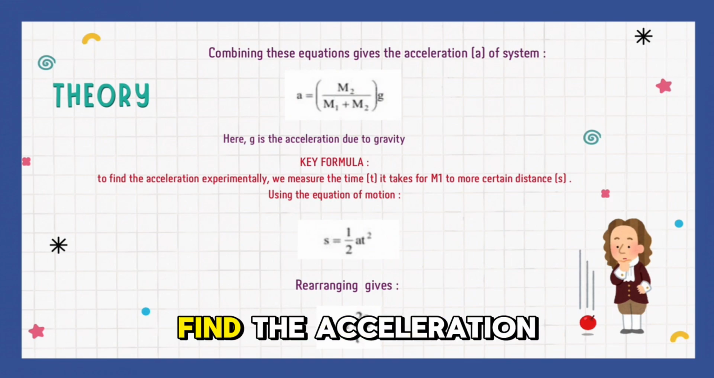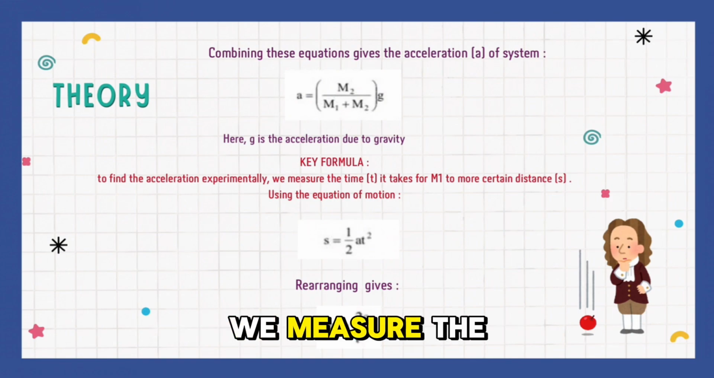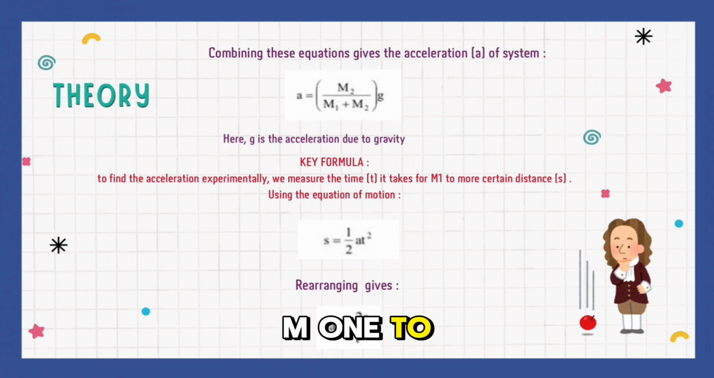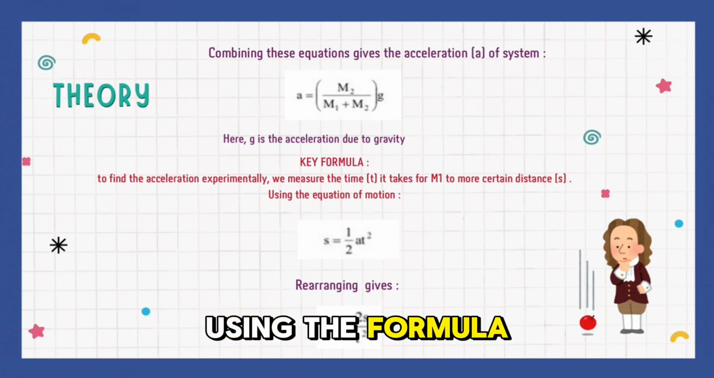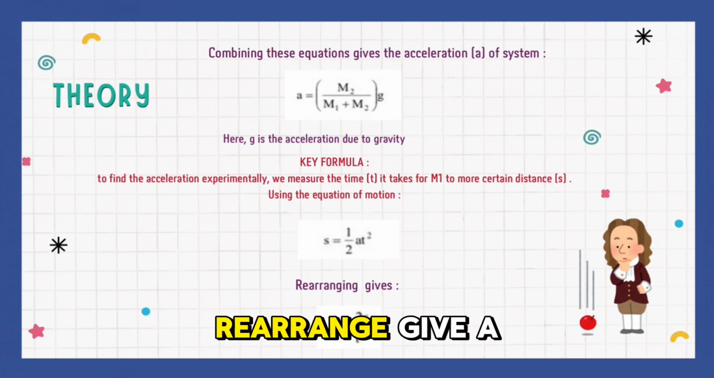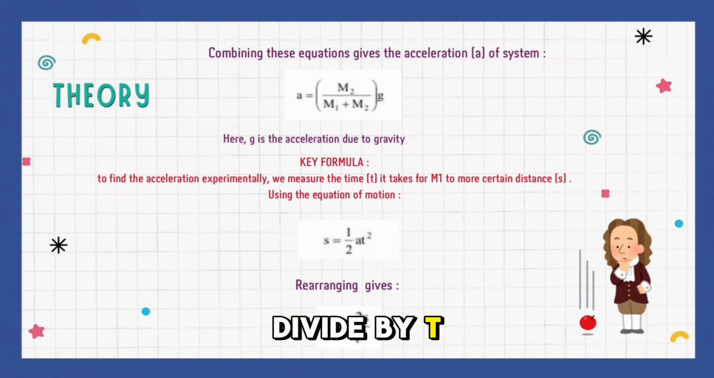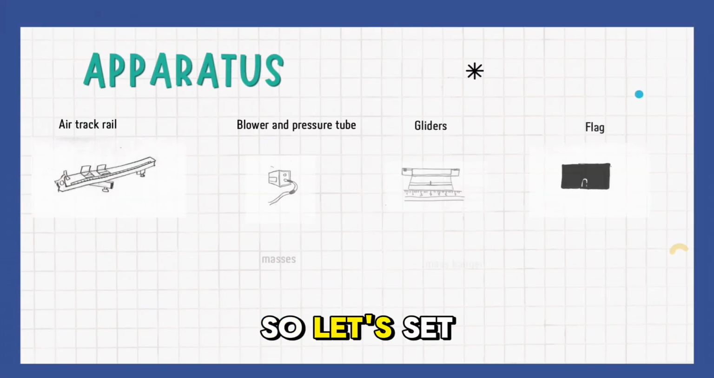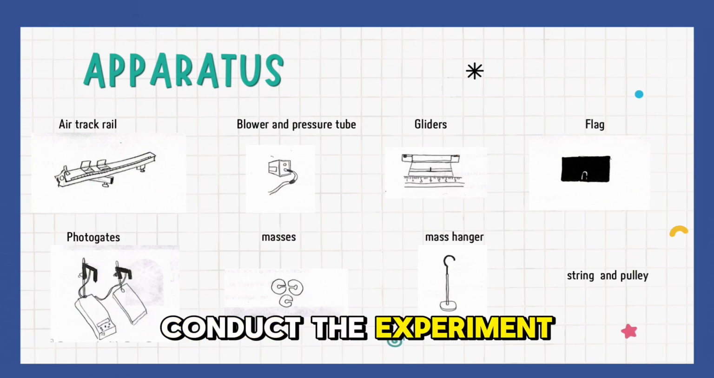Key formula: to find the acceleration experimentally, we measure the time it takes for m1 to move a certain distance. Using the equation of motion, where s equals 1 over 2 times a times t squared. Rearranged, this gives a equals 2s divided by t squared. So let's set up the apparatus to conduct the experiment.